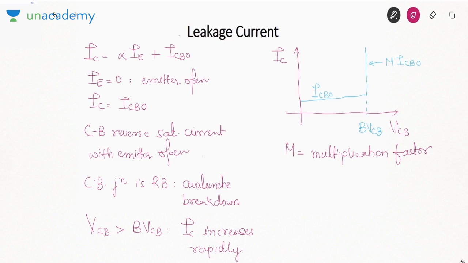Why multiply? Because in avalanche breakdown, whenever an electron strikes an atom, it releases another electron, or you can say electron concentration keeps getting multiplied. This M in our case comes out to be 1 over 1 minus VCB by BVCB to the power N. Here N lies between 3 and 6. So remember, if you increase the reverse bias voltage above the breakdown voltage, the collector base junction will break down and the collector base reverse saturation current will increase rapidly.